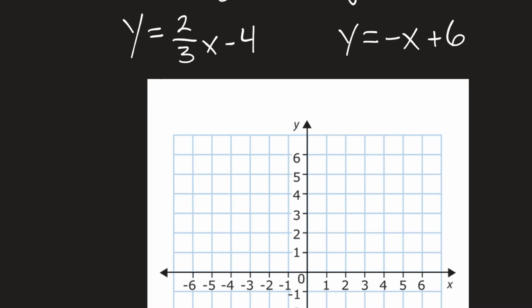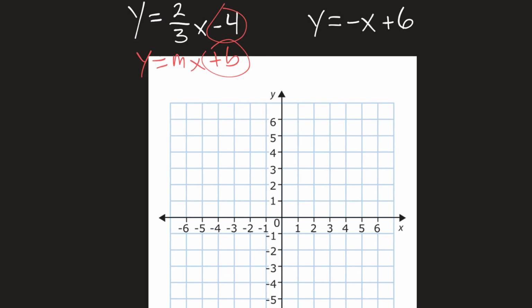So I'm just going to use the old y equals mx plus b, where b is the y-intercept, which is -4. And what that means is I'm going to start at -4 on the y-axis. That's what the y-intercept means, it crosses the y-axis. And my slope in this case, the m, is 2/3, which means the rise is 2 and the run is 3. So I go up 2 and over 3: 1, 2, 3. And I'll place a dot there.